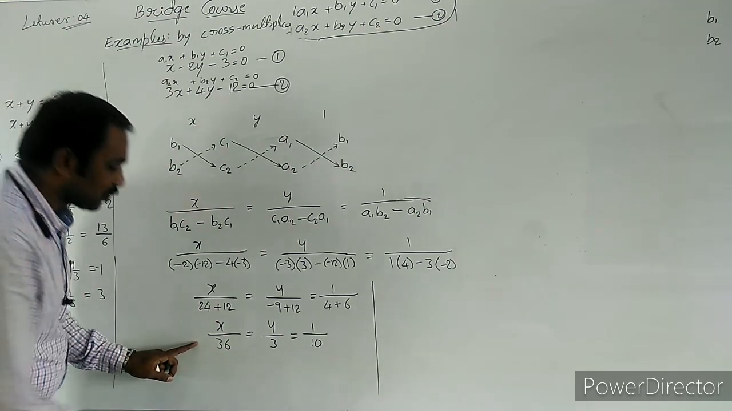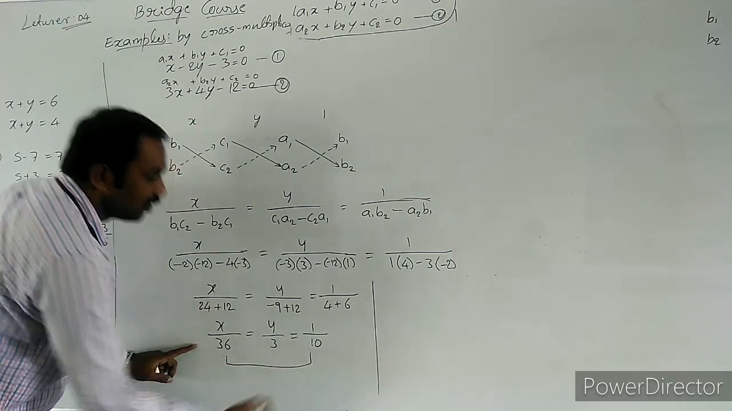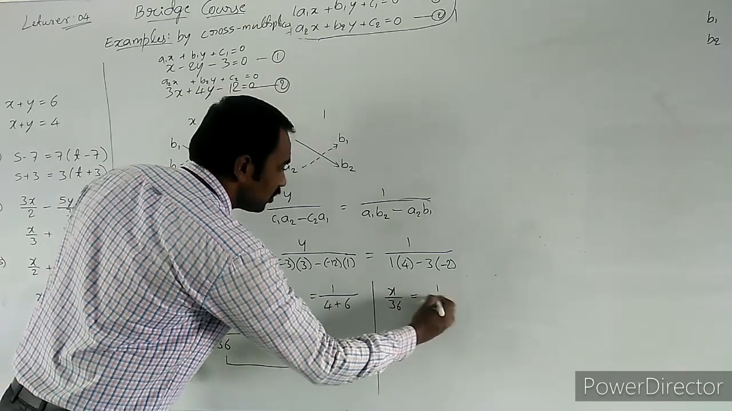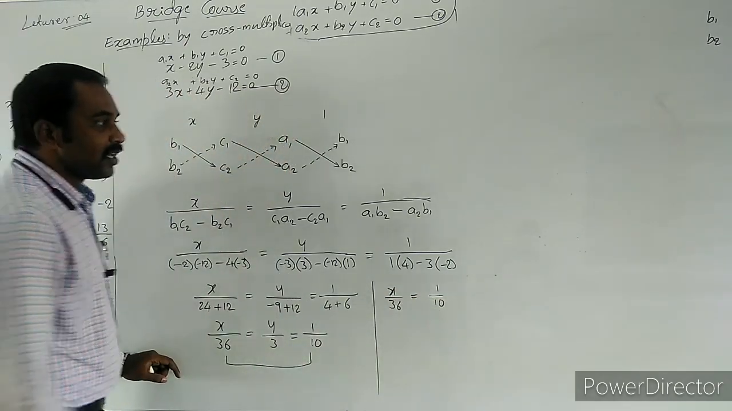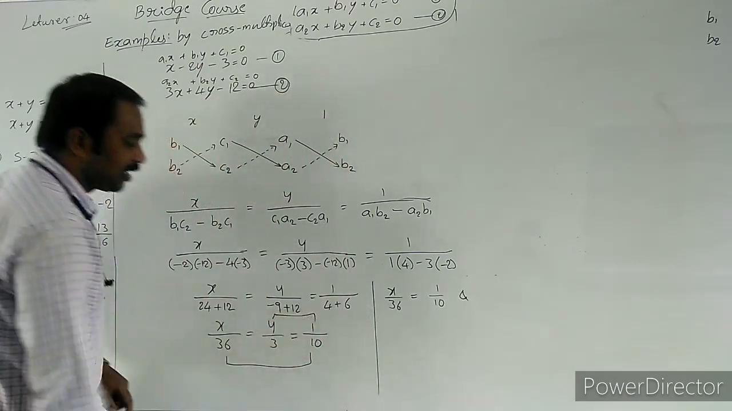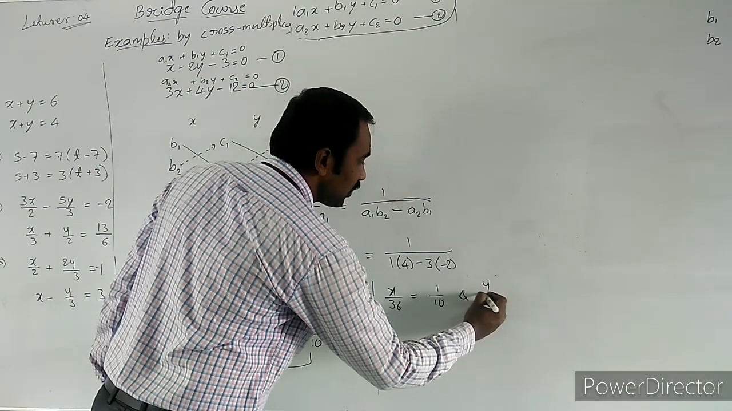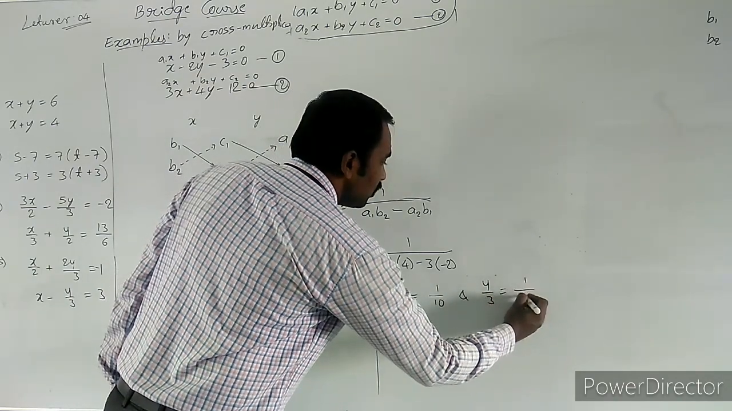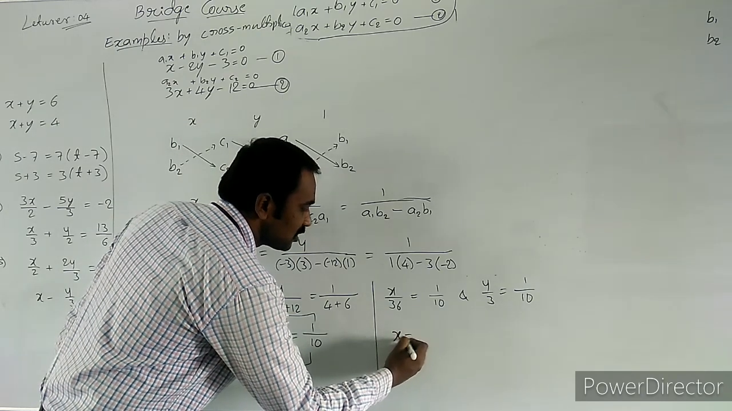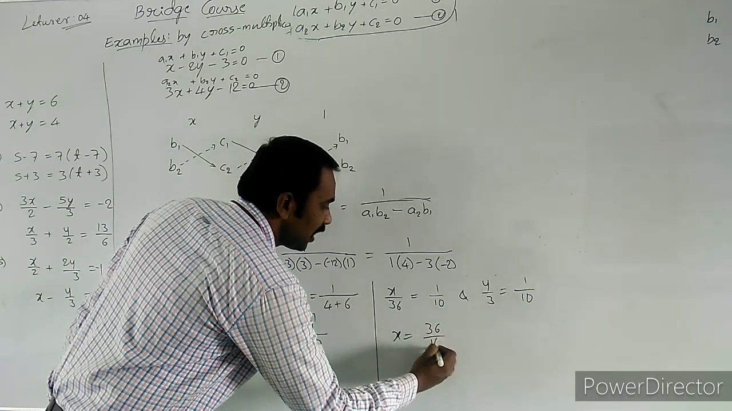So I just need the x value. So this value equals this value. X divided by 36 is equal to 1 divided by 10. And similarly, we need the y value. So this value equals this value, that is y divided by 3 is equal to 1 divided by 10. So we get the x value. X is equal to 36 divided by 10.